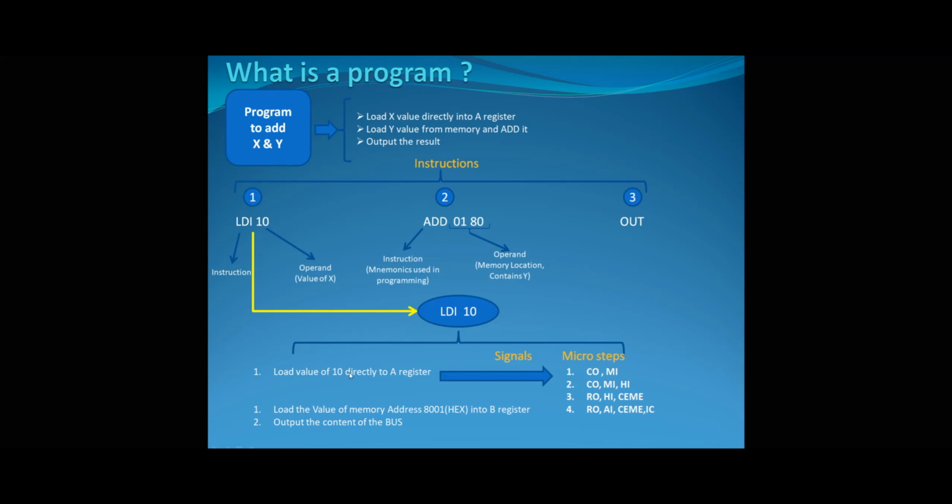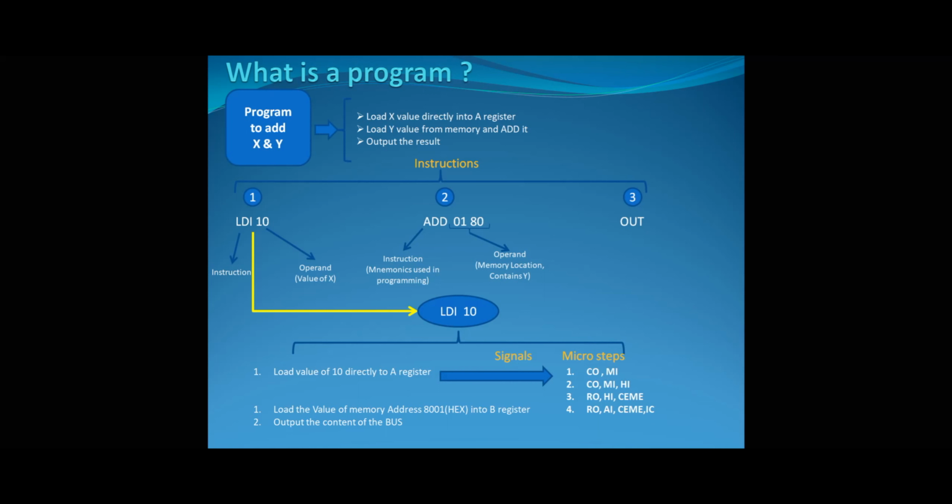Again, for this step, which is LDI 10, the first step of our program, as you can see, the first 3 micro steps, what we call them, are really the fetch cycle: CO MI, RO II CE, and so on. We talked about it. This is the fetch instruction. And finally, step number 4 is really what is loading that value of 10 into our A register. As you can see, we're doing a RAM out, AI, CE, and finally the counter reset.